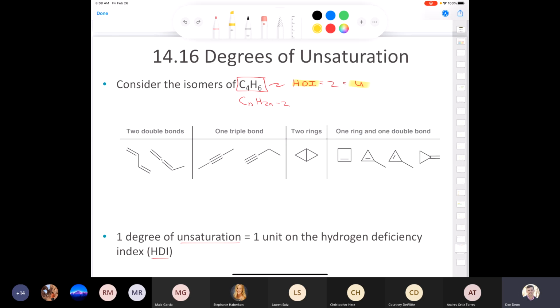The next one is a triple bond. Why would a triple bond fit the bill? Because a triple bond has 2 pi bonds, right? There's 2 pi bonds here and 2 pi bonds there.